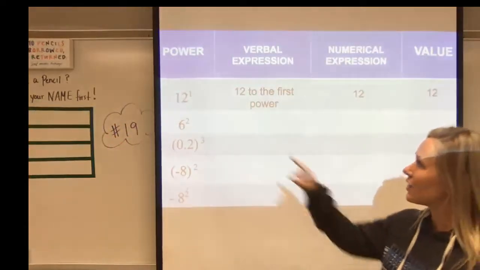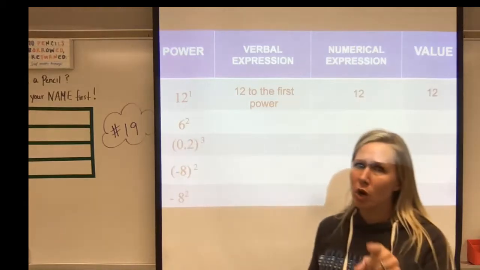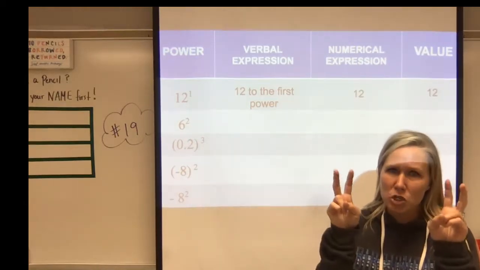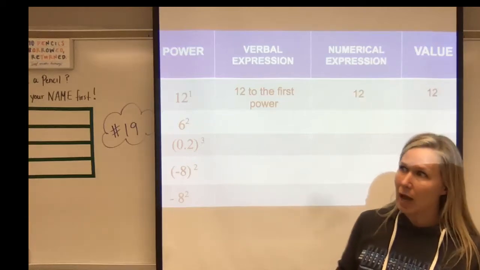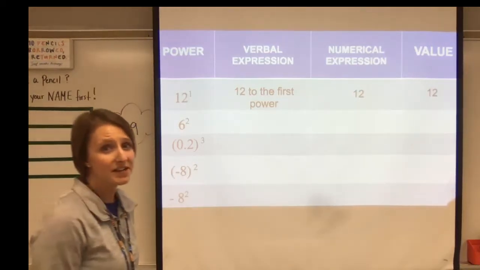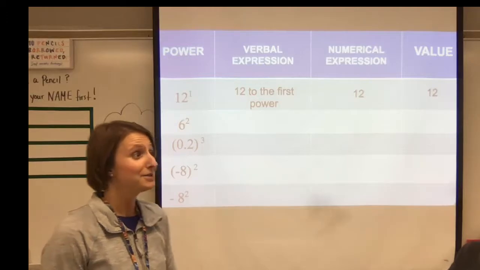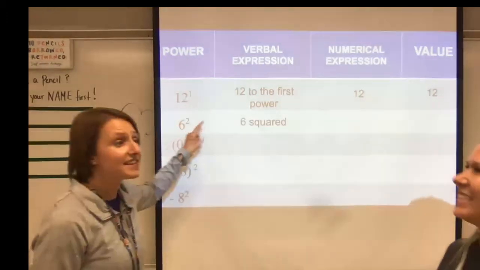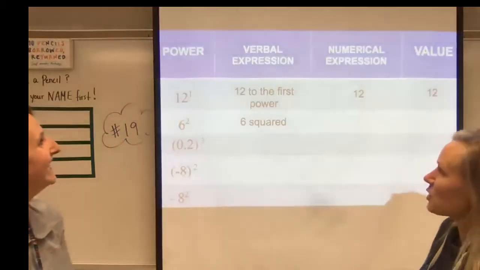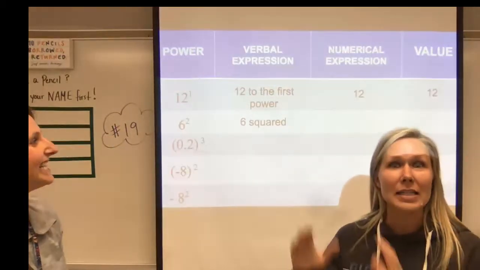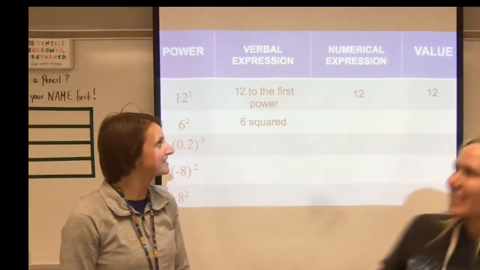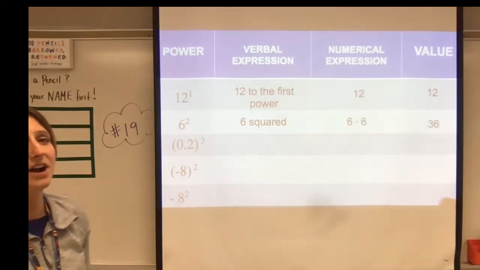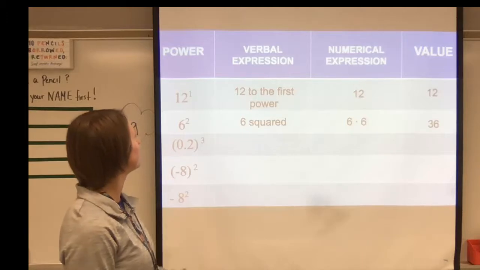All right, this one. I know you can read it as 6 to the second power, but what is that special word that we can use for to the second power? Ooh, it starts with S and rhymes with Maynard. Squared! So I would read this as 6 squared. Yep, absolutely. And 6 squared means 6 times 6. And we know that is 36. We are getting so good at working with powers.